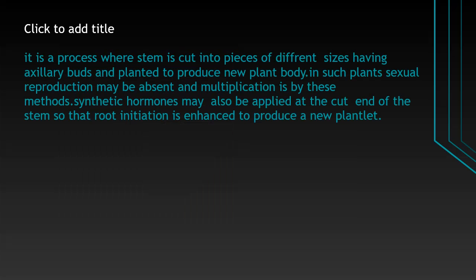So stem cutting is a process where the stem is cut into pieces of different sizes having axillary buds and planted to produce a new plant body. In such plants, sexual reproduction may be absent and multiplication is by these methods only. Synthetic hormones may also be applied at the cut end of the stem so that root initiation is enhanced to produce a new plantlet.